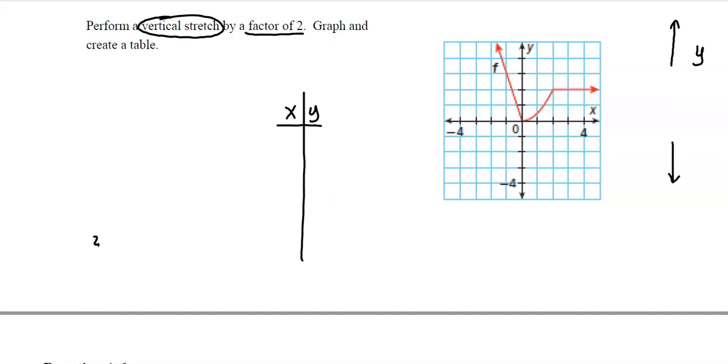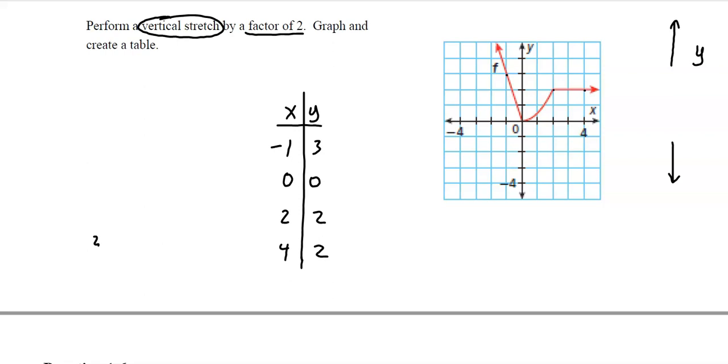And our values here were -1, 3. We had 0, 0. We had 2, 2, 2. And we had 4, 2. I'm going to leave the other point out just to speed this up a little bit.